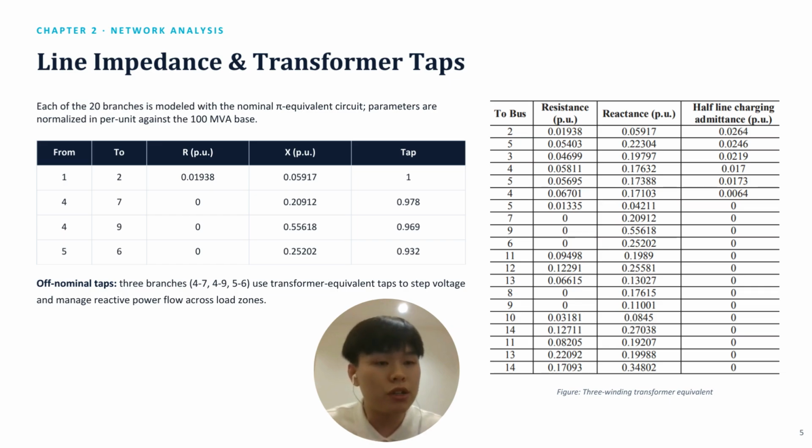However, three specific branches, the 4 to 7, 4 to 9, and 5 to 6, act as transformers with off-nominal taps. These taps are critical as they let us dynamically step the voltage up or down to manage reactive power flow across the network.